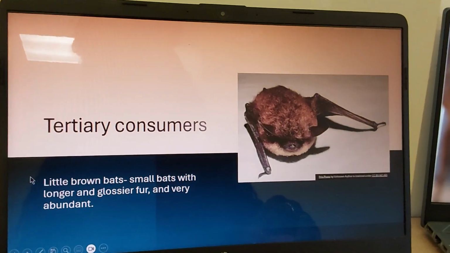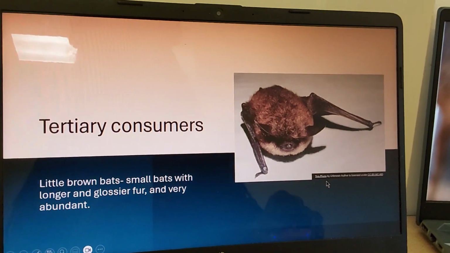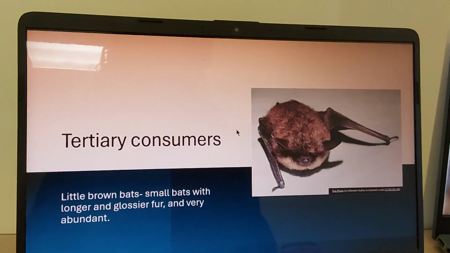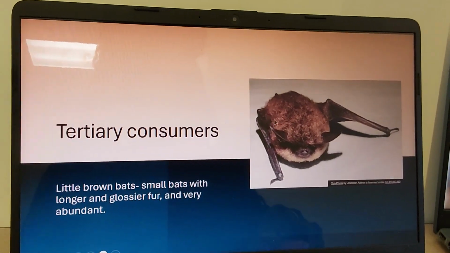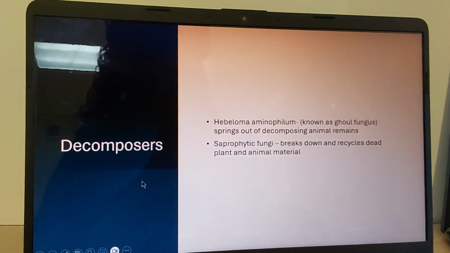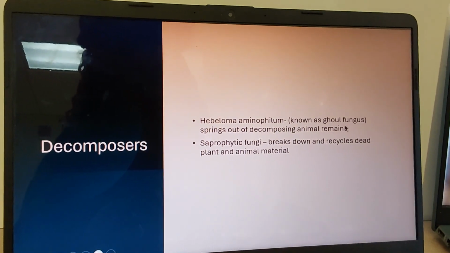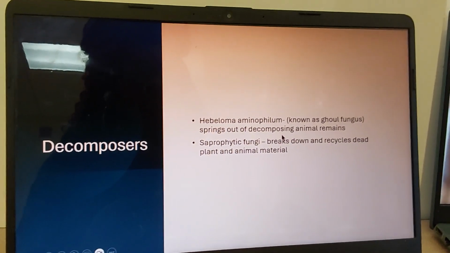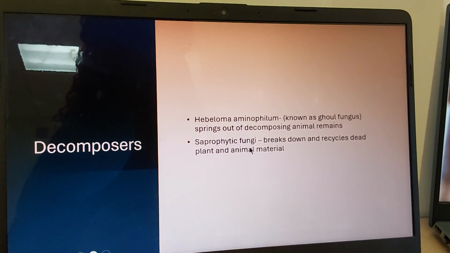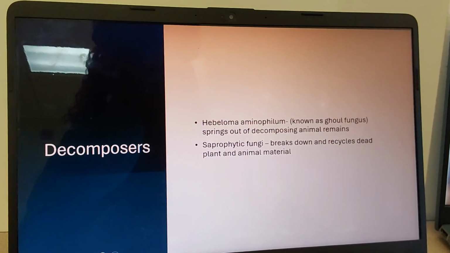Our tertiary will be our little brown bats, which are small bats with longer and glossier fur and very abundant in North America. They live in desert and forested areas, and they are very, very abundant. And then we also have our decomposers, which are our Hypomyces ephemeral, known as gold fungus, and it springs out of the decomposing animal remains. And we also have our saprophytic fungi, which breaks down and recycles dead plant and animal material.